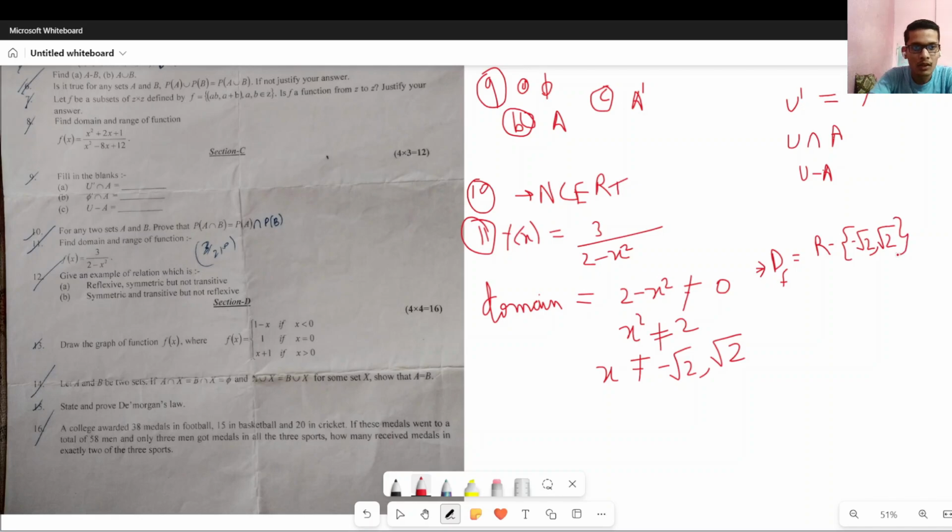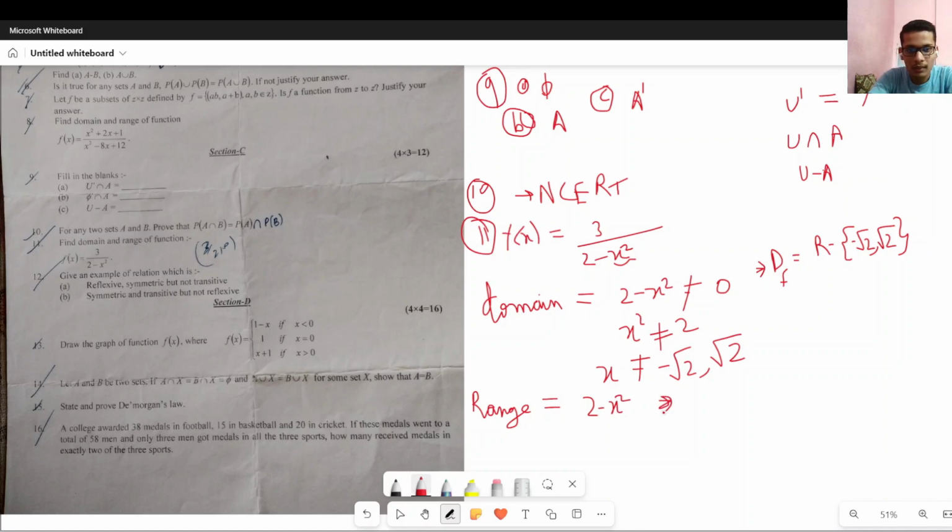Except these two values, this function is defined. Then the range, I am applying here the box method. See here, x square. What is the range of x square? X square lies between 0 to infinity. And then we have to find 2 minus x square.